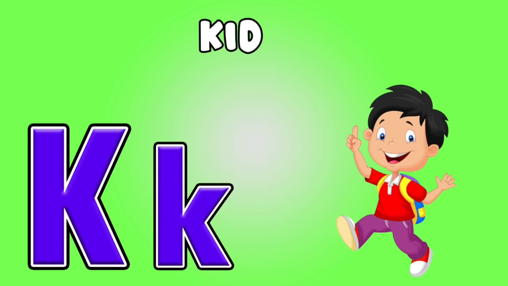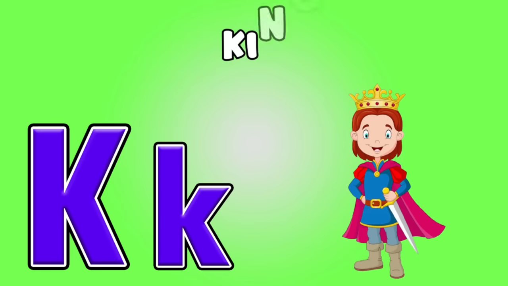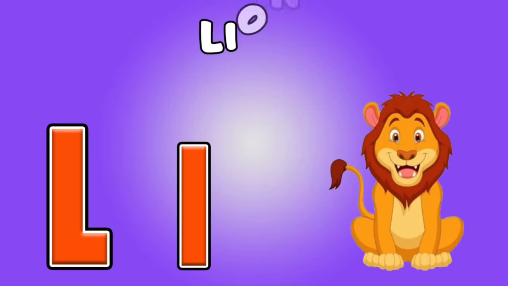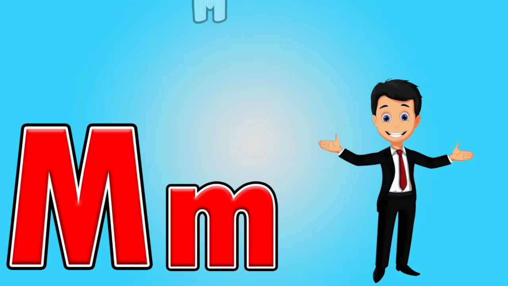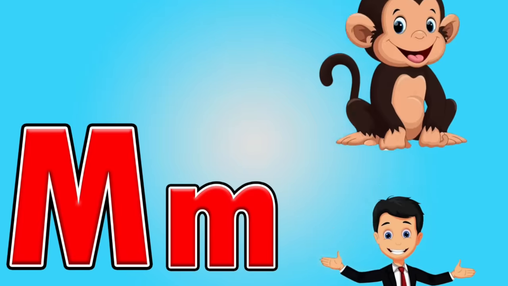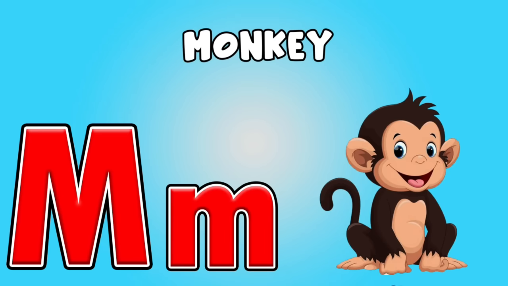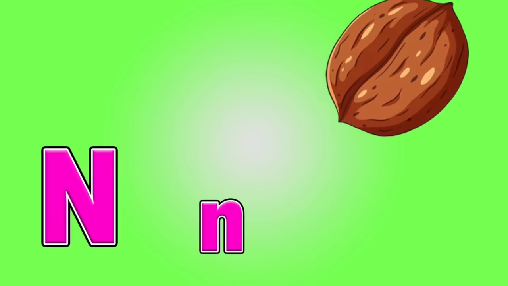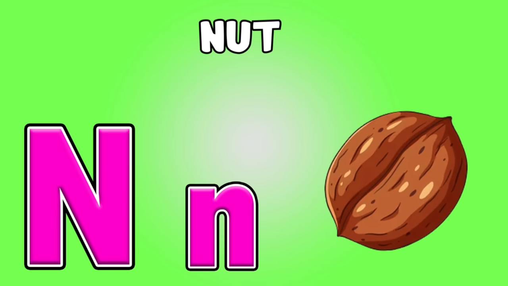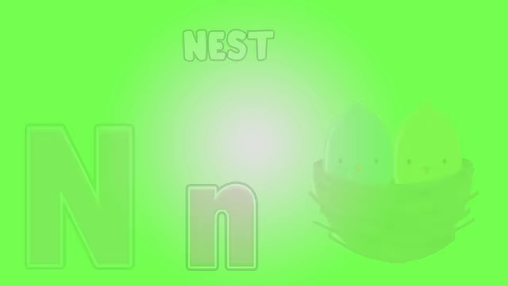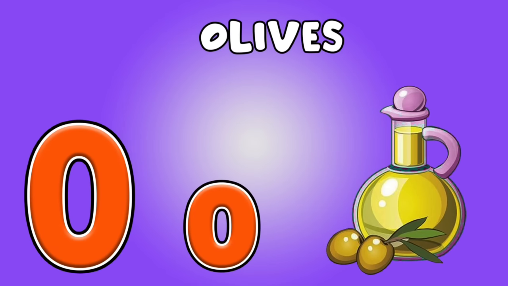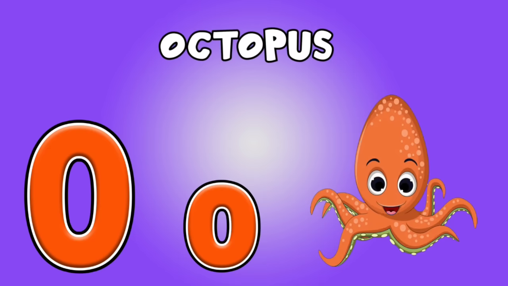K, kid. K, king. L, line. L, log. M, man. M, monkey. N, nut. N, nest. O, olives. O, octopus.